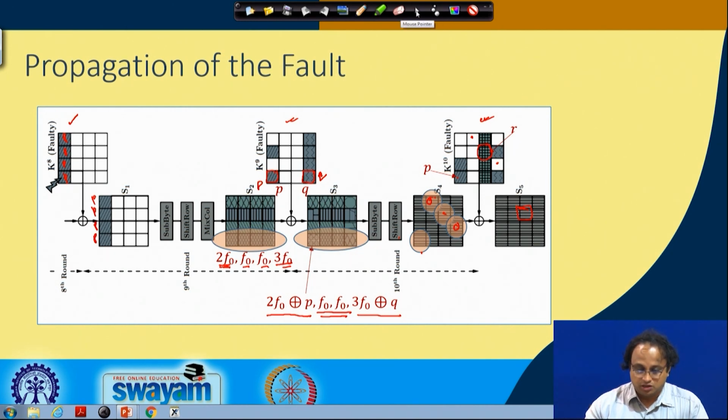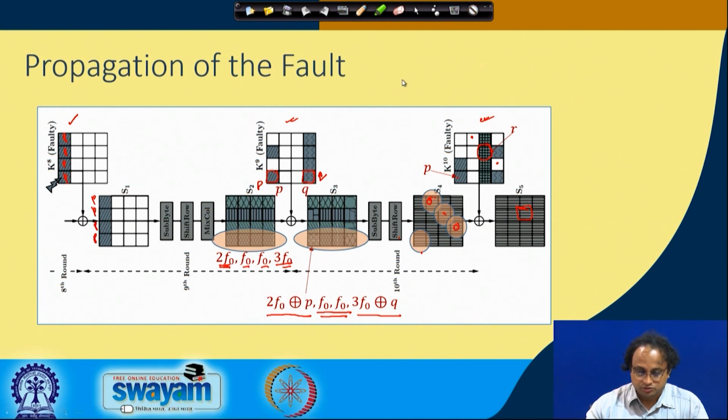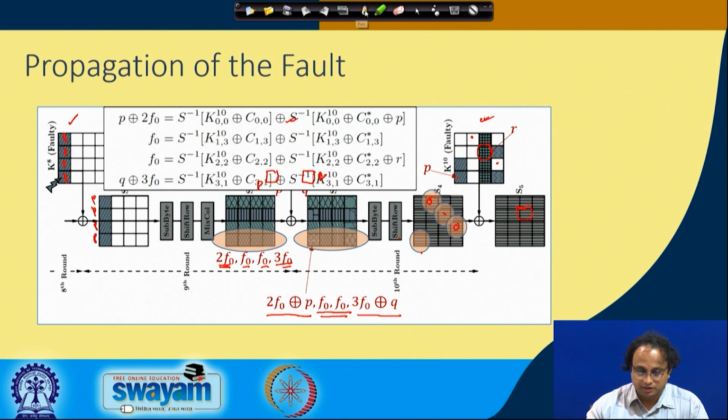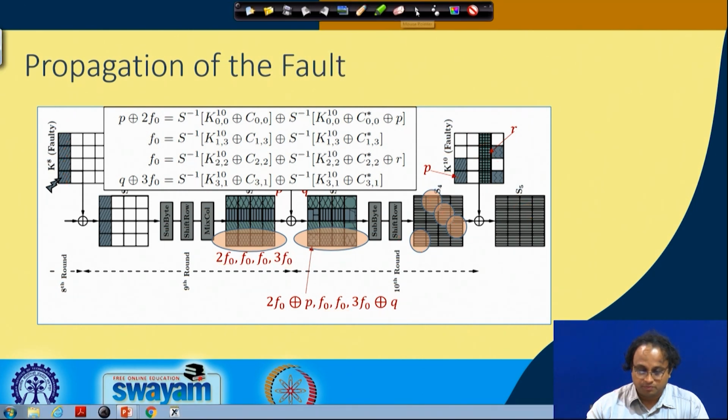With this background, you can see what happens here. So let me clear this. This is how your equation looks. We have concentrated on this column, and remember that I am targeting P XORed with 2F0. I am working back, going from the ciphertext and the faulty ciphertext. In the correct case I have K0010, whereas in the other case it is K0010 XORed with P, because there is a differential P.